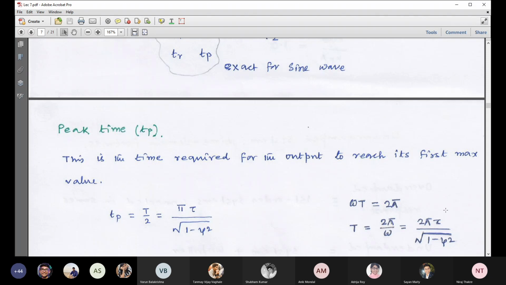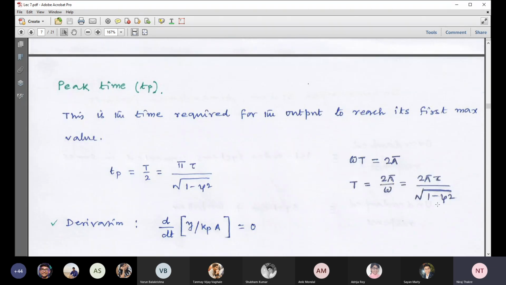Clear? Now you go to find the exact value. For this, you consider this dy/dt, y divided by K_p, equal to 0, and let me know the expression for small t, that is nothing but T_p. I repeat, this is the approximate value, capital T by 2.